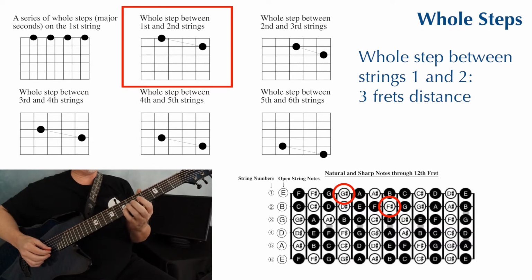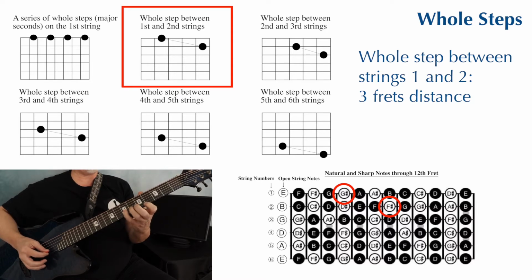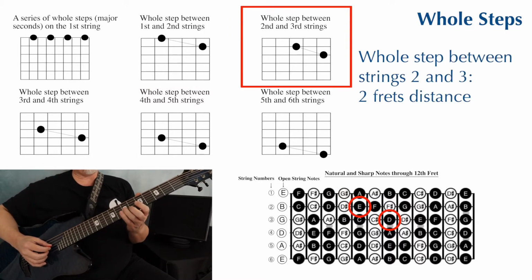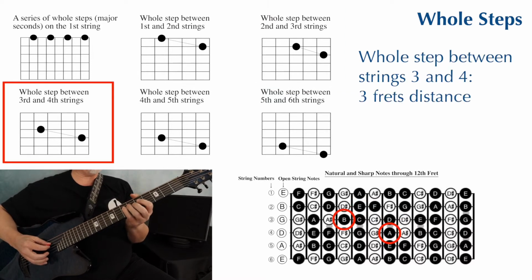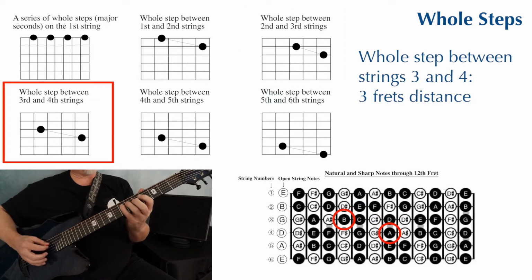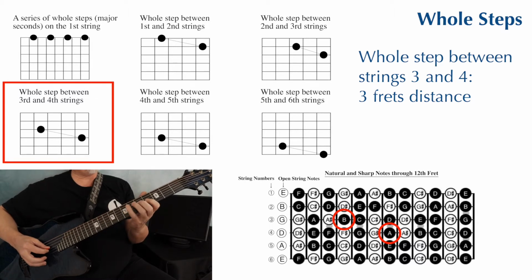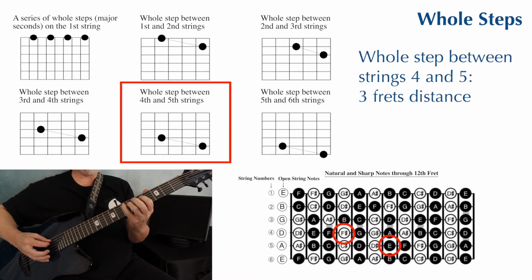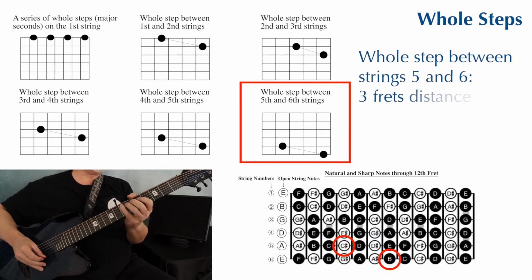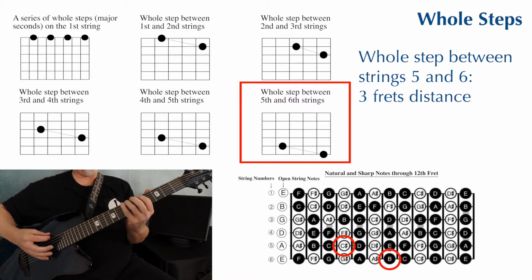To play a whole step between strings 1 and 2, it's 3 frets distance. A whole step between strings 2 and 3 is 2 frets distance, and again, that's because of the way the guitar is tuned. All the others are going to be 3 frets distance. So whole step between 3rd and 4th strings, 3 frets. Whole step between 4th and 5th strings, 3 frets away. And a whole step between strings 5 and 6 is 3 frets away.